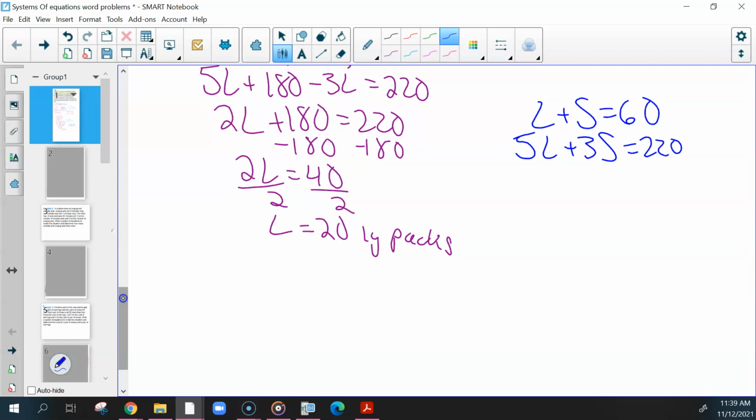Do we want to get rid of L or S? L, okay. So if we get rid of L, we would need to multiply this to be the same coefficient. So multiply everything by 5. That would give us 5L plus 5S equals 300. Now that our coefficients are the same and they are both positive, we will subtract.